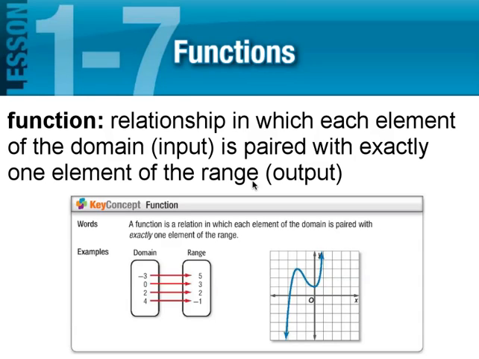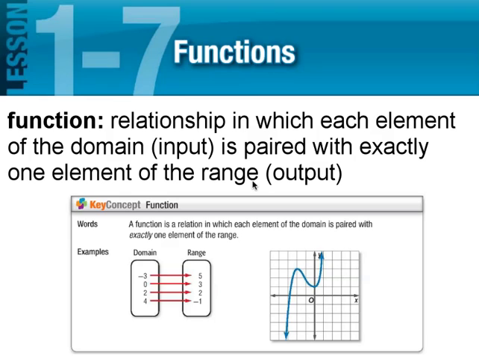What a function is. A function is a relationship in which each element of the domain is paired with exactly one element of the range. Okay? Each element of the domain, the input, is paired with exactly one element of the range. Got it? So, down here is a table of what a function looks like.